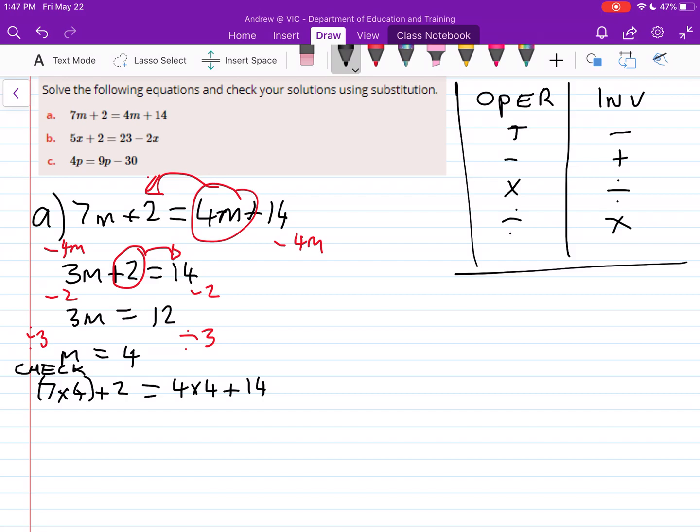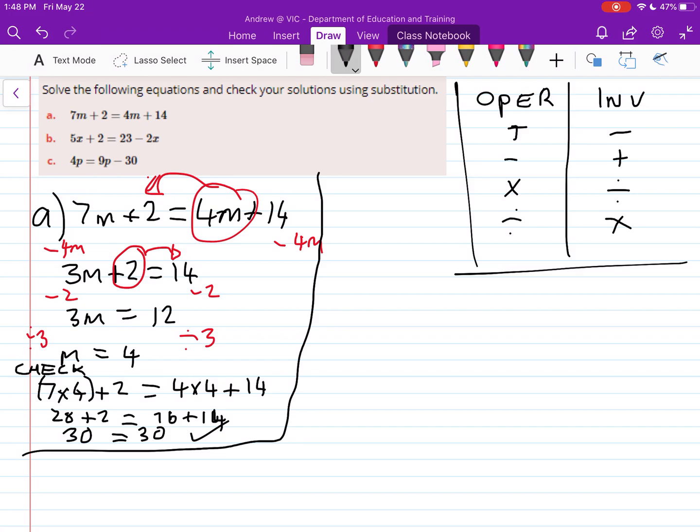So 7 times 4 is 28. 28 plus 2 is on this side. 4 times 4 is 16. 16 plus 14. So 28 plus 2, that's 30. 16 plus 14 is equal to 30. Check. It's done. Okay. We got the right answer because we've got the same number on both sides there. Okay, so that is all good. So part A is done.